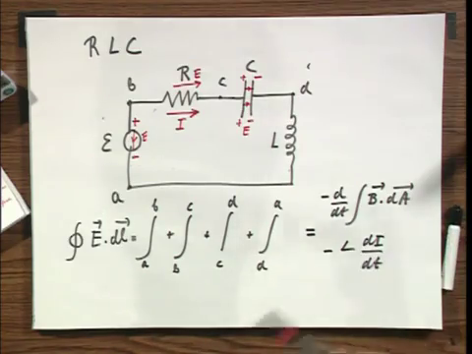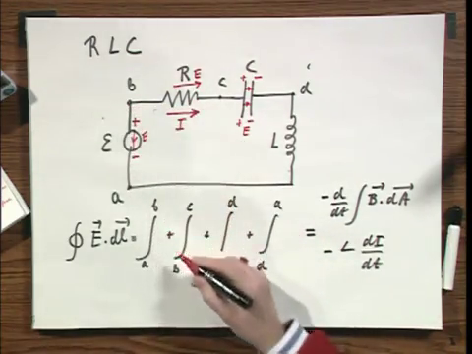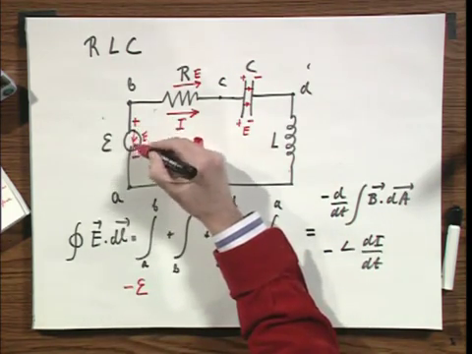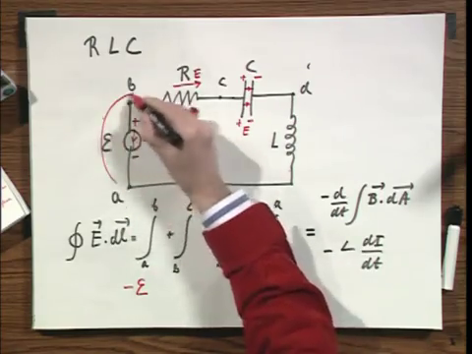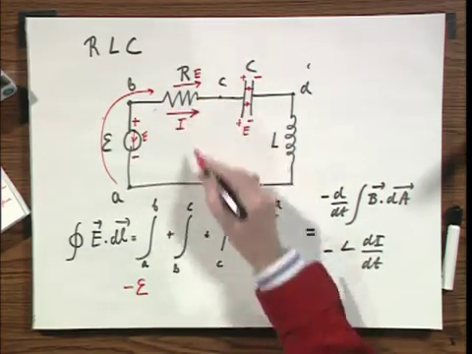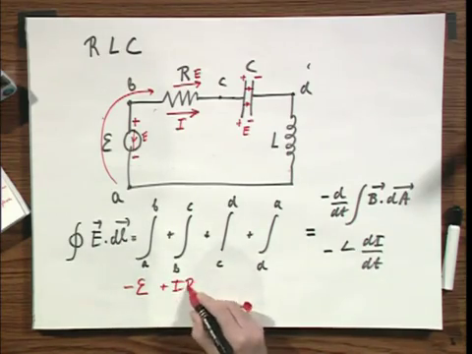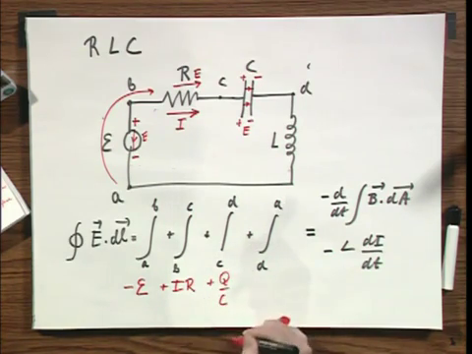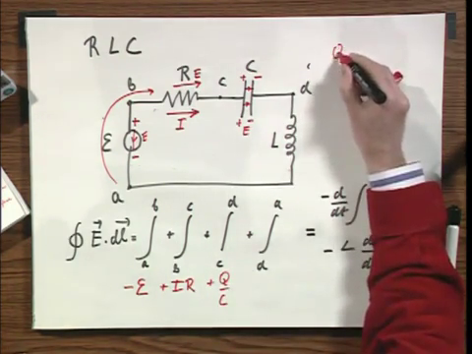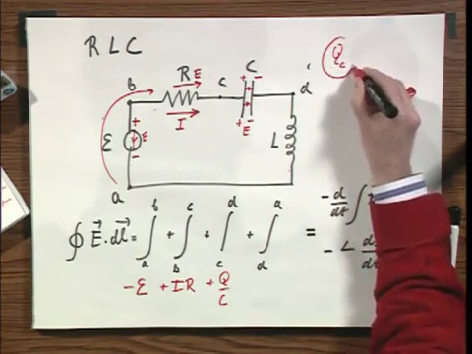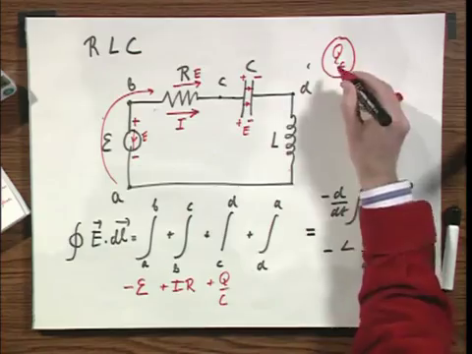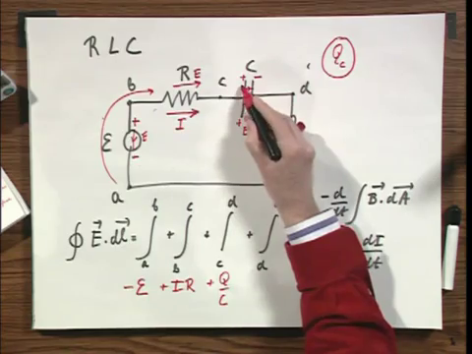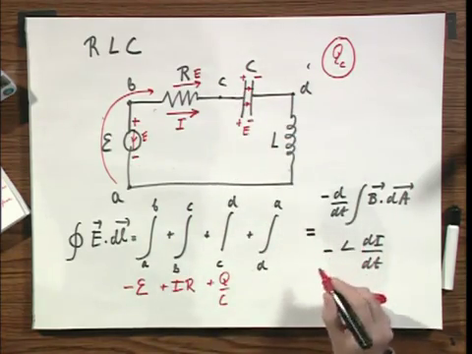Now, what is the integral in going through the battery? That is minus E. Notice I go against the electric field if I go around like this. Here I go with the electric field, so this is plus IR. Here I go with the electric field, so it is plus Q divided by C. And remember that Q is always the charge on the capacitor. Nothing else makes sense. Whenever I use Q, it's always the charge of the capacitor. And of course, there is an equal amount of positive charge here as there is negative charge here.